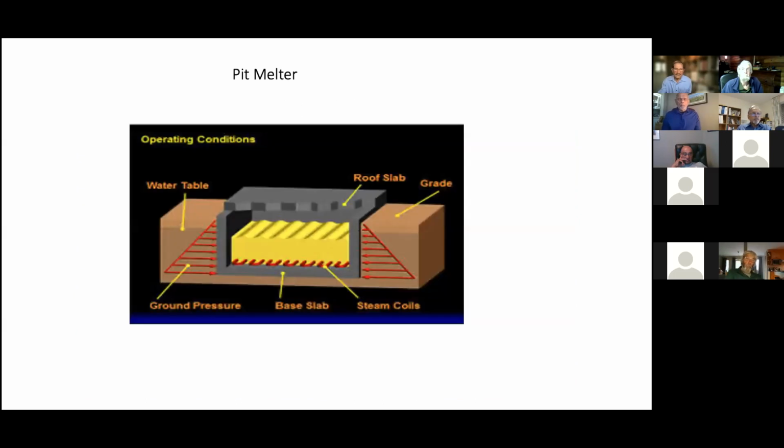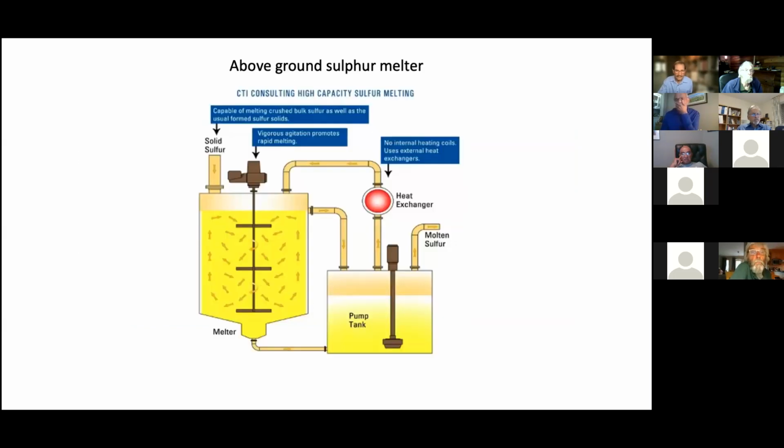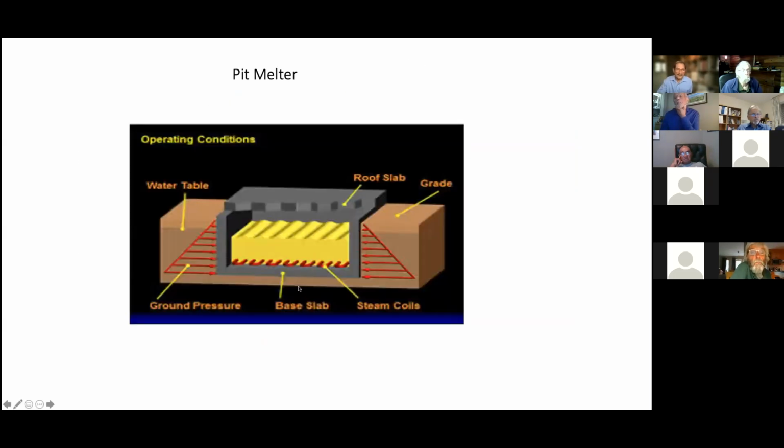This is the most common now. I don't have proper pictures of pits, so I had to take something off the internet. But basically, this is the pit, the gray area. It needs to be thick concrete slabs. You have to be aware of water table issues and hydraulic pressure, as well as ingress of water into the sulfur. That can affect it quite a bit.